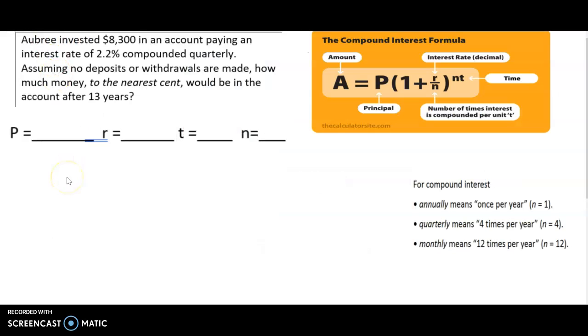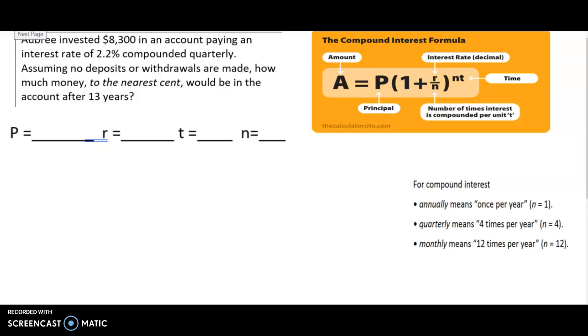All right, so here's a problem right here. Aubrey invested $8,300 in the account, paying an interest rate of 2.2% compounded quarterly. Assuming no deposits or withdrawals are made, how much money to the nearest cent would be in the account after 13 years? So right here, I laid out where I'm going to find the principal, the interest rate, the time, and the number of times it's compounded per year. Okay, so let's take a look.